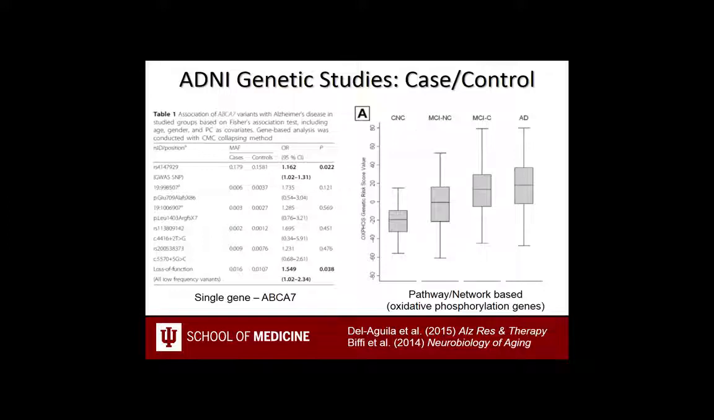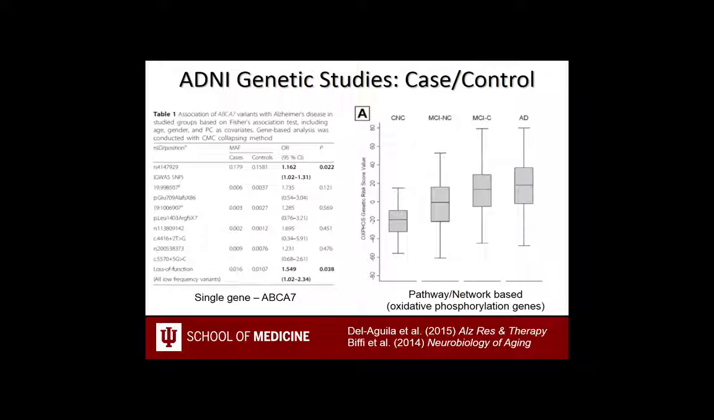But sometimes people will use ADNI as a replication sample. So they'll say, okay, I found this really cool gene in my GWAS. I want to then look in ADNI and see if it also is associated with Alzheimer's risk. So that's what was done. And this paper was looking at whether or not SNPs in the ABCA7 gene were associated with AD risk, and they did find, in fact, it was.